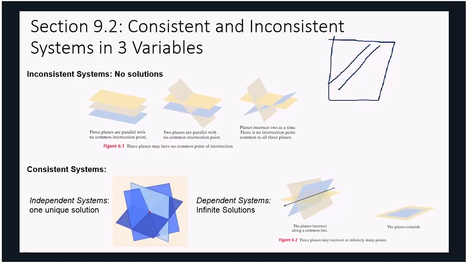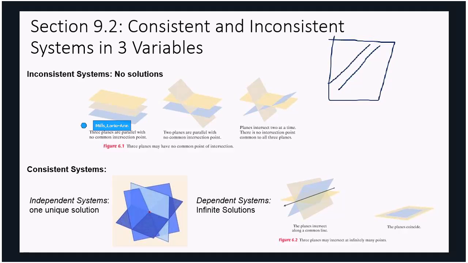So you don't have an intersection point. Or it could be that you have one plane that intersects the other two planes, but not all the planes intersect at one point. And the same thing here. So you have two that intersect and another two that intersect, but at no point do all three intersect in the same place.